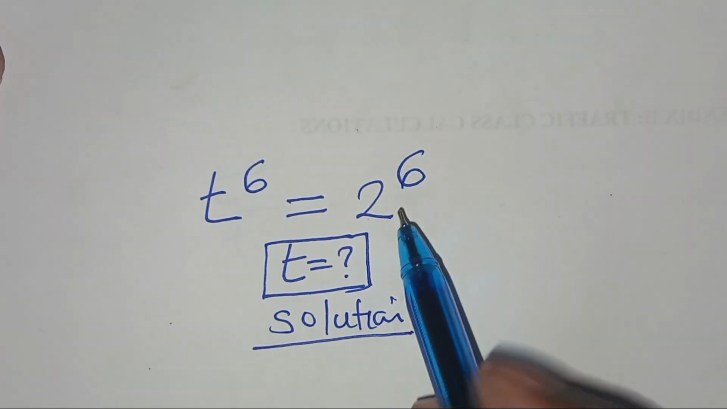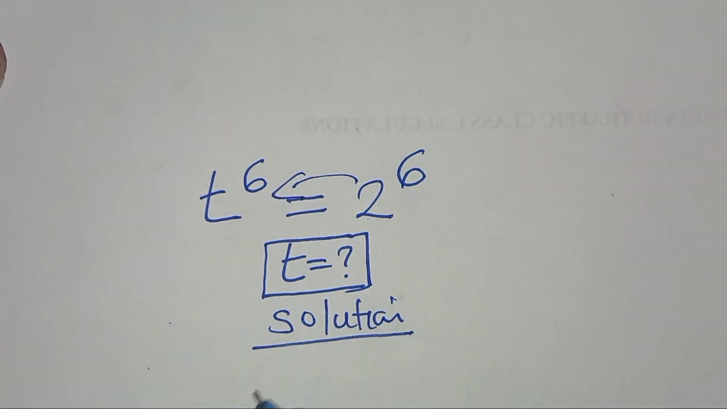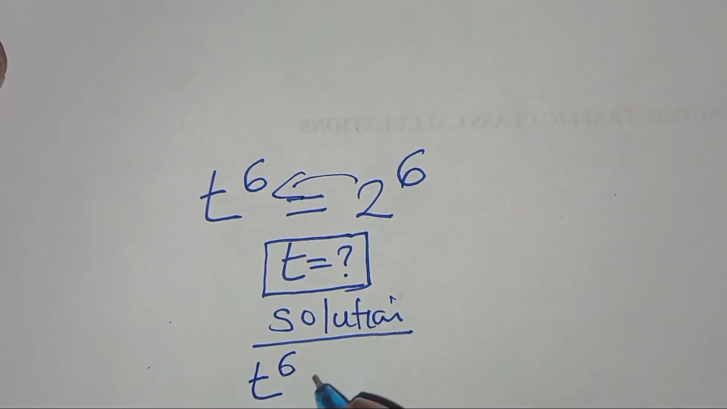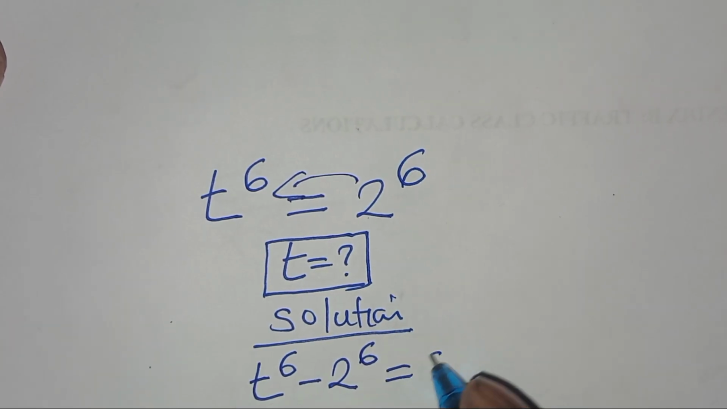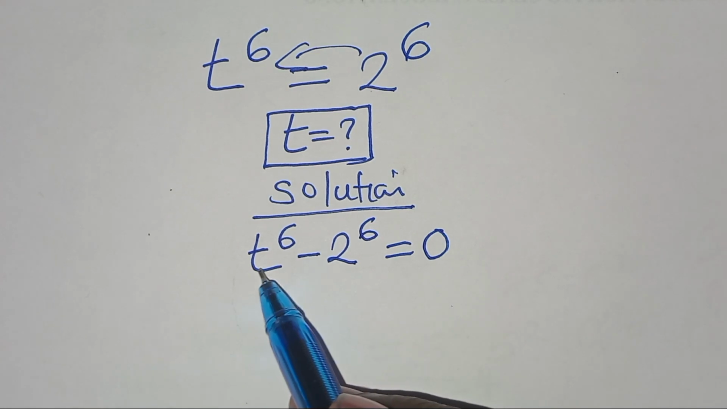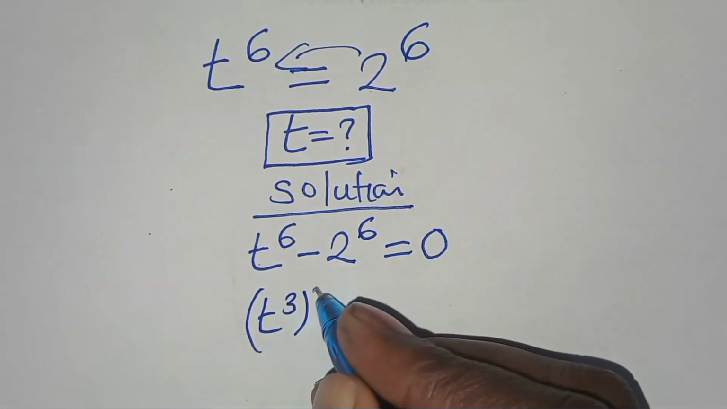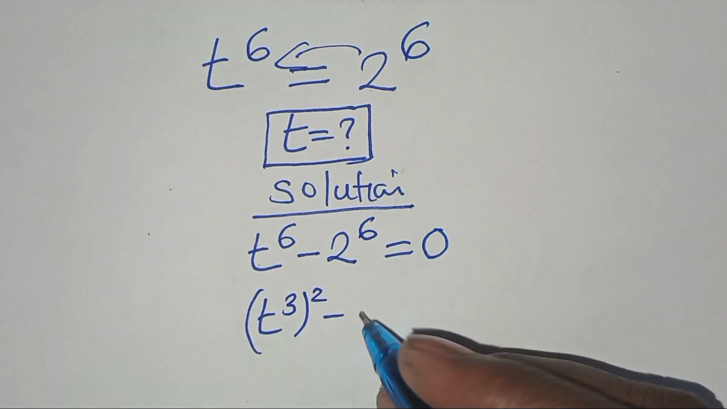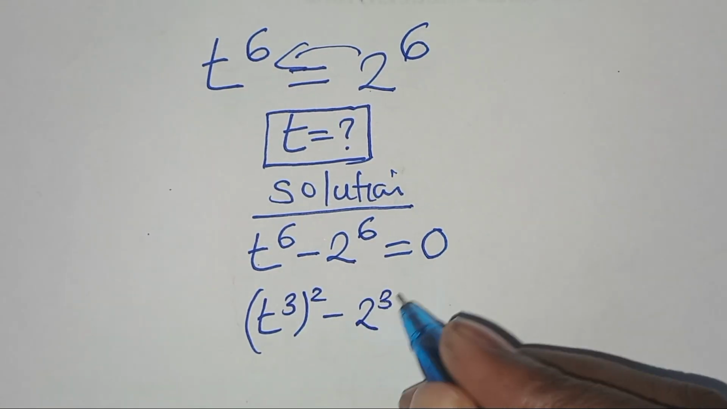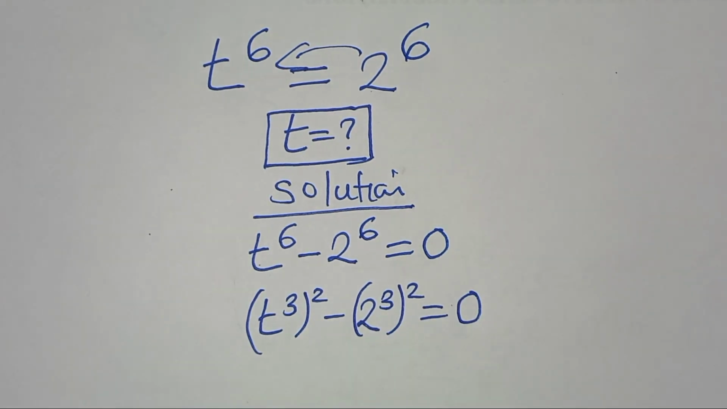we have that the first thing to do here, let's take 2 to the power 6 to the left hand side, so that here we have t to the power 6 subtract 2 to the power 6, this is equal to 0. The next step from here, we can express t to the power 6 as t to the power 3 squared, subtract 2 to the power 6, which you can express as 2 to the power 3 squared. This is equal to 0.